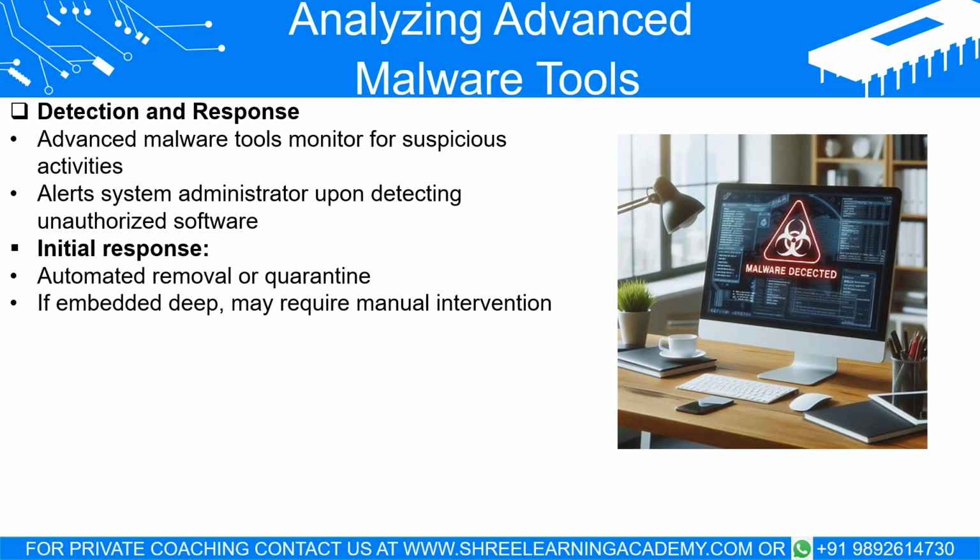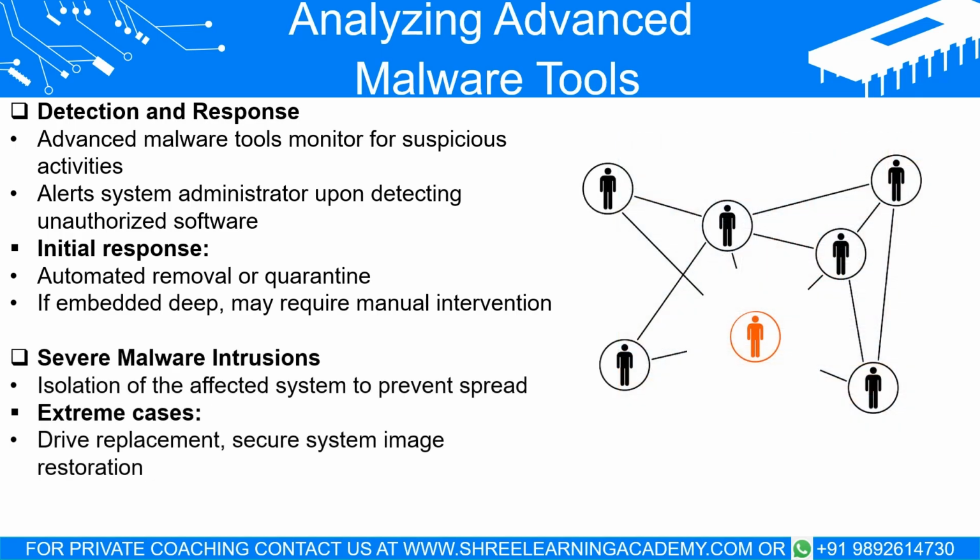For instance, if a user accidentally downloads a PUP disguised as legitimate software, an advanced malware tool may detect the unknown executable file during its installation process. The tool would then alert the system administrator and possibly initiate automated removal procedures. However, if the PUP has already embedded itself deep within the system files or altered system settings, manual removal might be required.